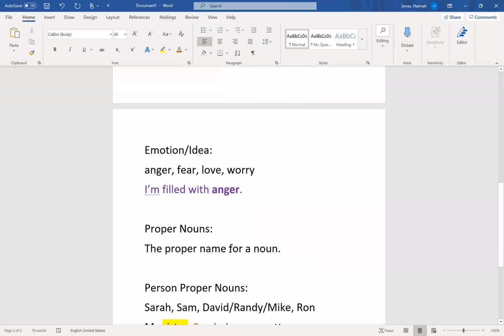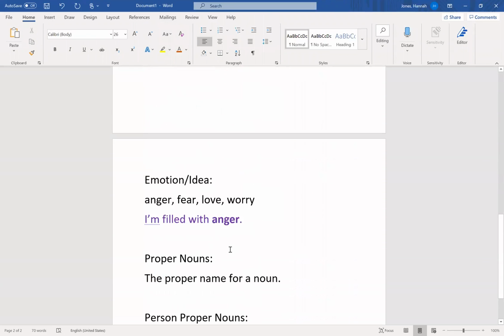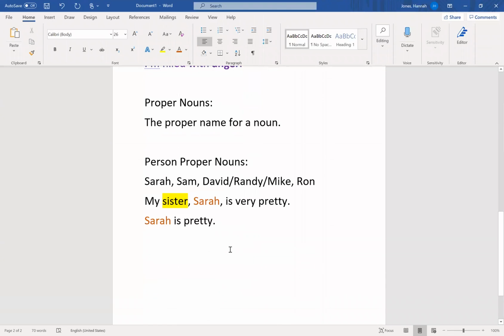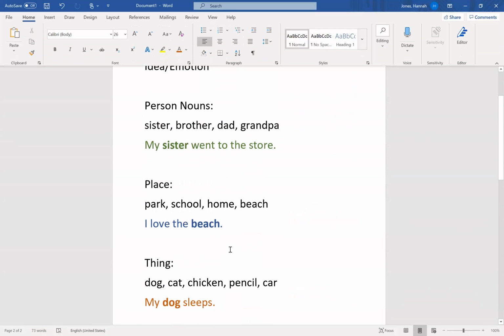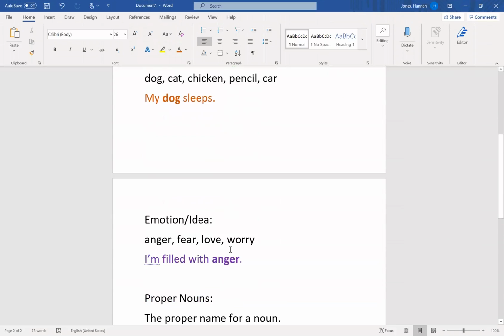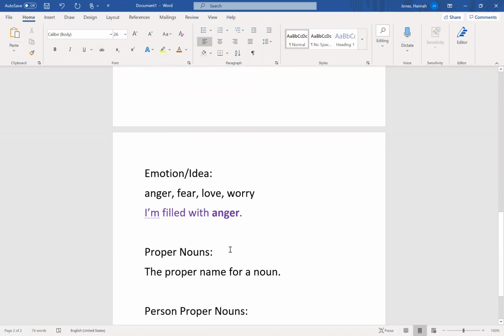Let's go ahead and do the next one. We have a place noun. So we chose beach last time, but we also have park, school, home, okay? So let's do place proper nouns, okay? And this can be many things. So we were talking about schools, homes, things like that. Let's do it exactly the way we did it up here. Park, school, home, beach. What is the proper noun of the park? Let's say Glacier National Park, okay? It's a fancy name for that park, but that's what it's called. Okay, Glacier National Park is the proper noun, the fancy name for that park.